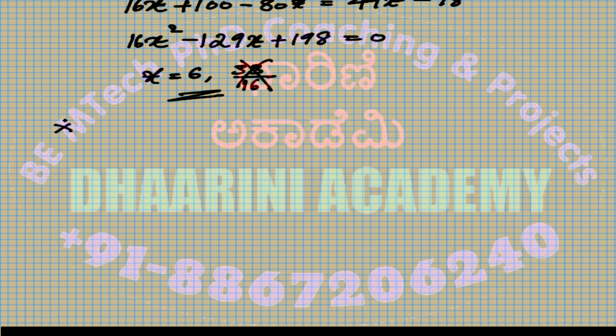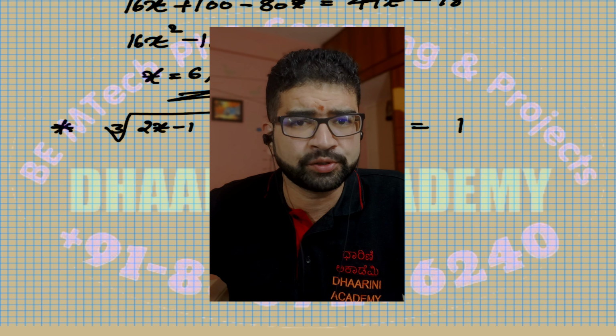Okay, so neglect this, only x equal to 6 is the required answer. One more of this type. Now see, this is cube root of 2x minus 1 plus cube root of x minus 1 is equal to 1. Okay, since it is a cube root, you may have to cube in order to get a proper term.